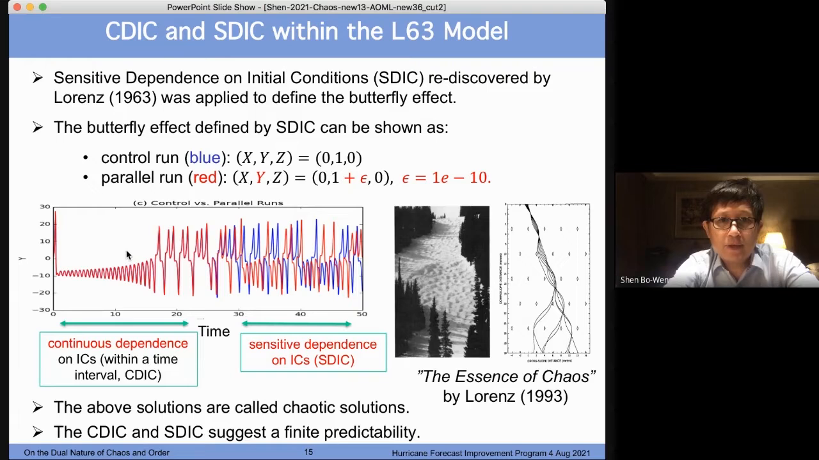In 1993, Lorenz published a book entitled The Essence of Chaos. He used a scheme to illustrate SDIC. Say we have a slightly different starting point. We may have a very different path and, as a result, different destinations. As a result, SDIC indicates the sensitive dependence of a time-varying path on initial conditions.